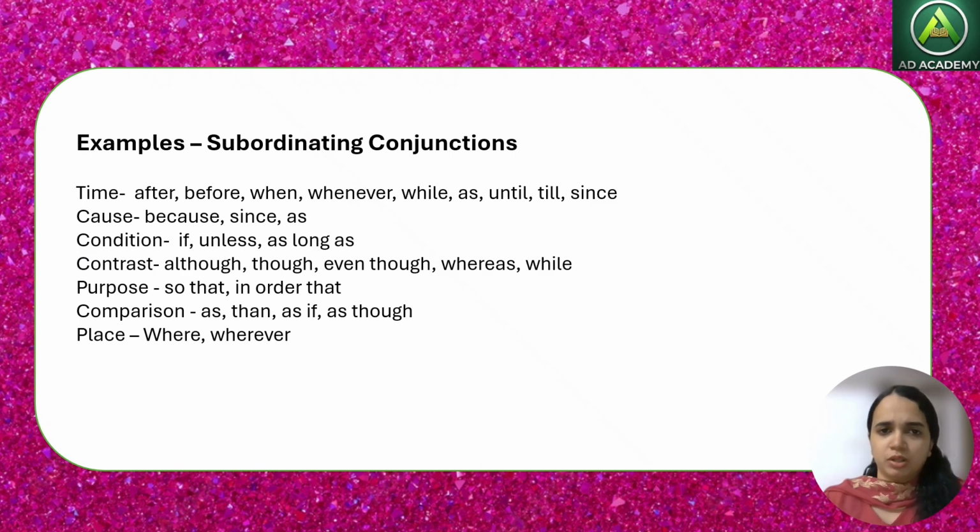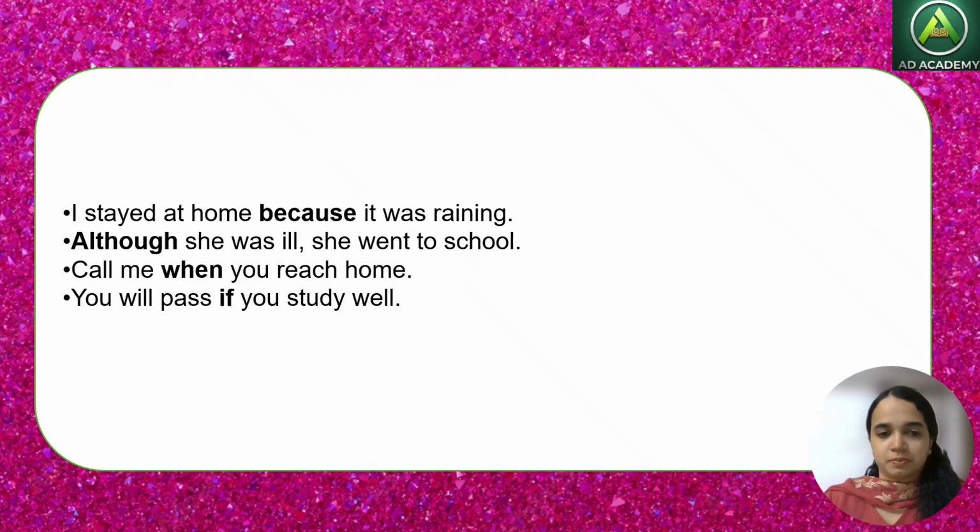Though, even though, all are somewhat similar. Whereas, while also you can use for contrast. I was eating while she was doing something, like that, so you can contrast. Next, for purpose, so that, in order that. For comparison, you can use subordinating conjunctions like as, than, as if, as though. To denote place, you can use where, wherever.